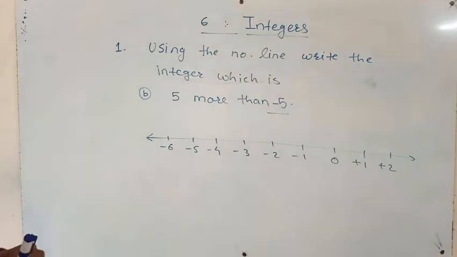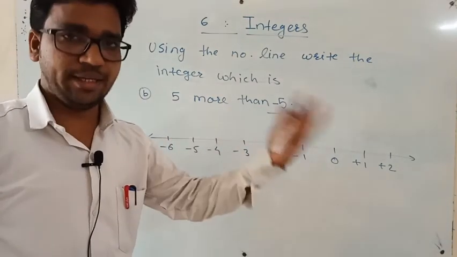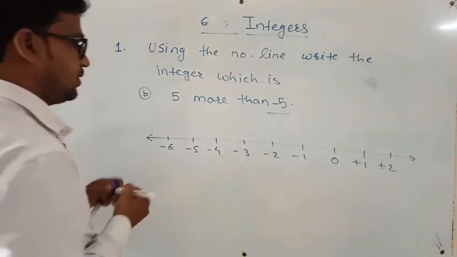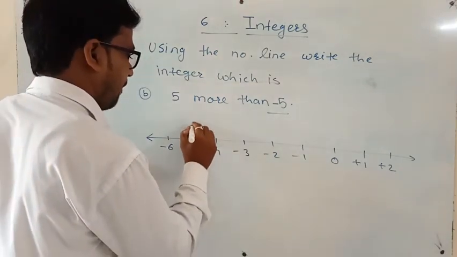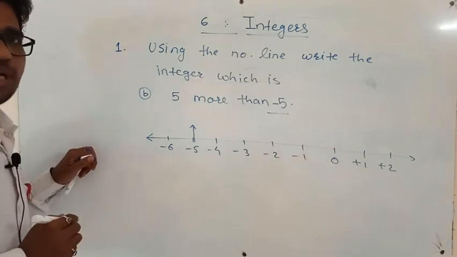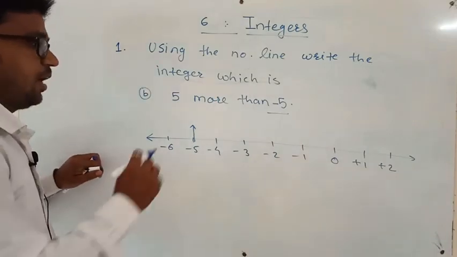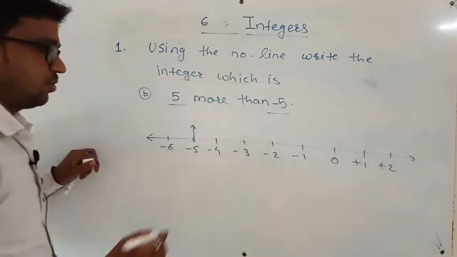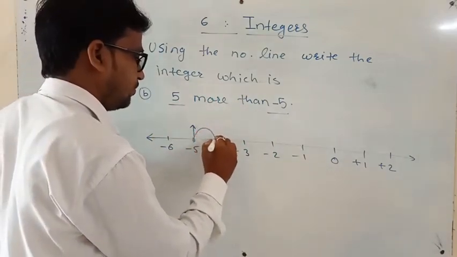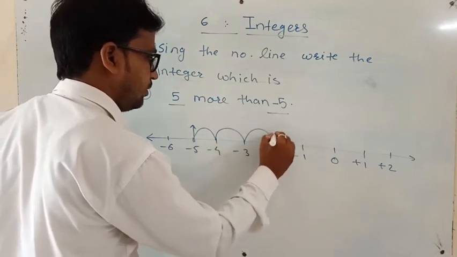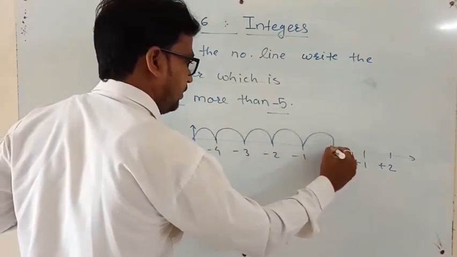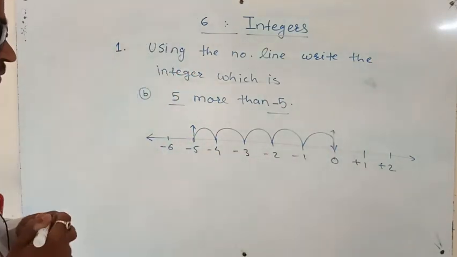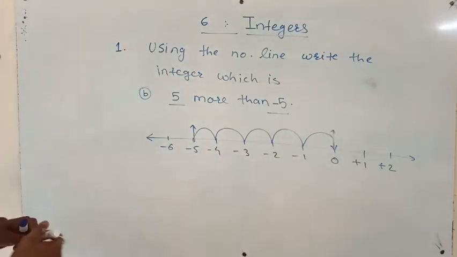Okay, now here the question is 5 more than negative 5. So first we start from negative 5. Okay, now we move towards the right by 5 places. So it is 1, 2, 3, 4 and 5. So we get the answer 0.